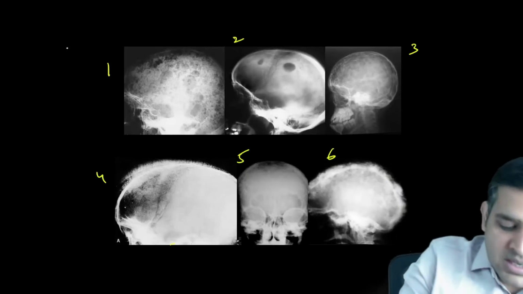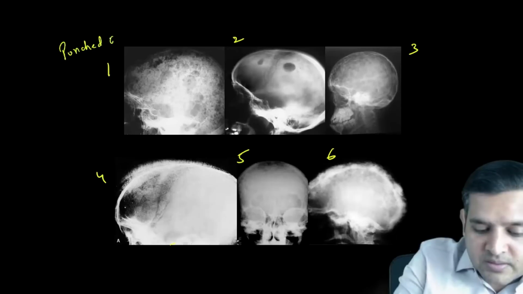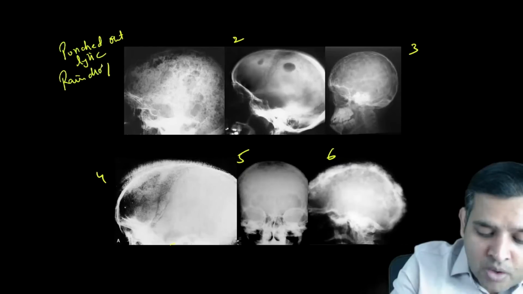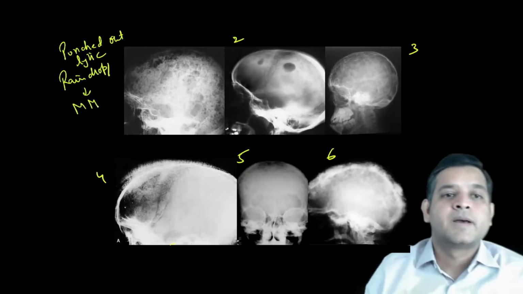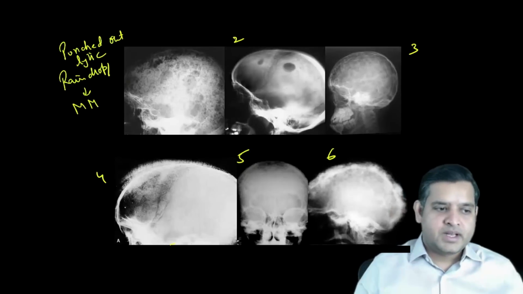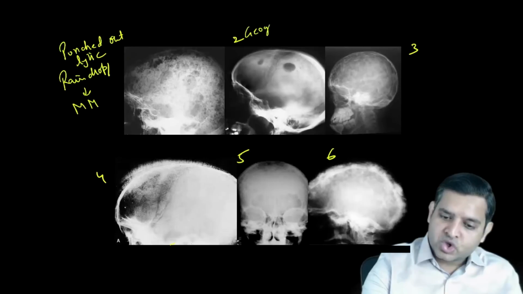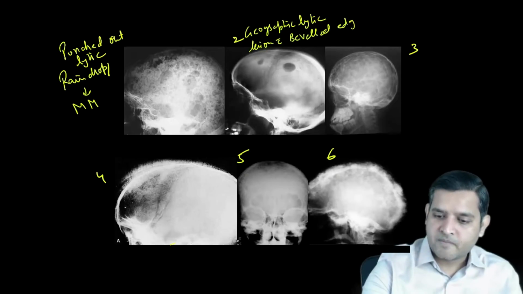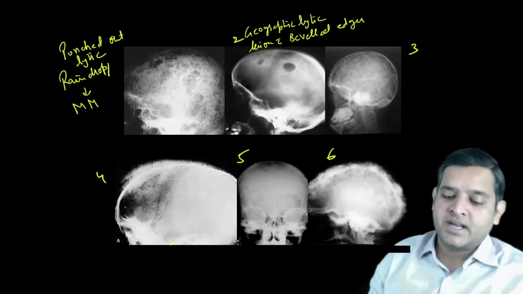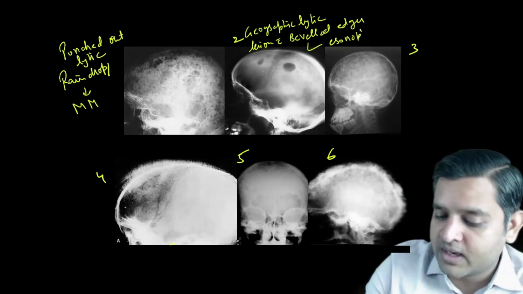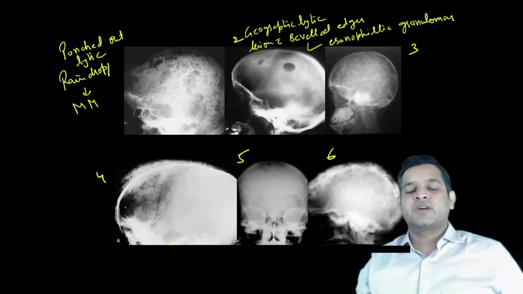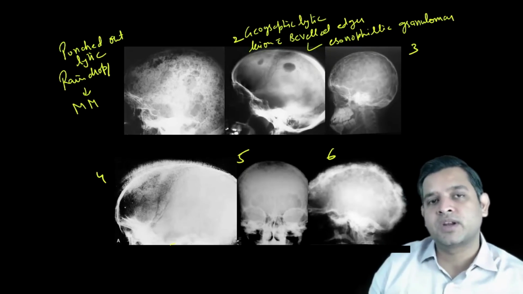So what is 1? 1 is a punched out lytic lesion, also called raindrop appearance of multiple myeloma, whereas 2 is a geographic lytic lesion with beveled edges, which is seen in eosinophilic granuloma.